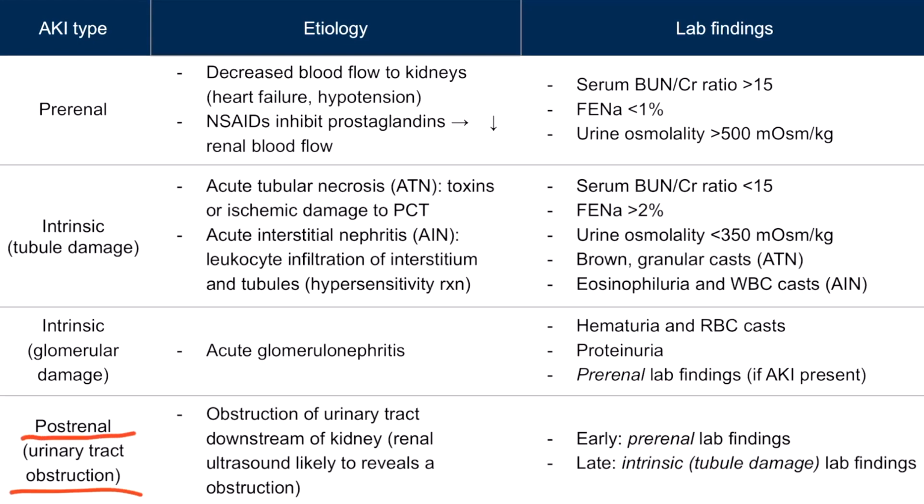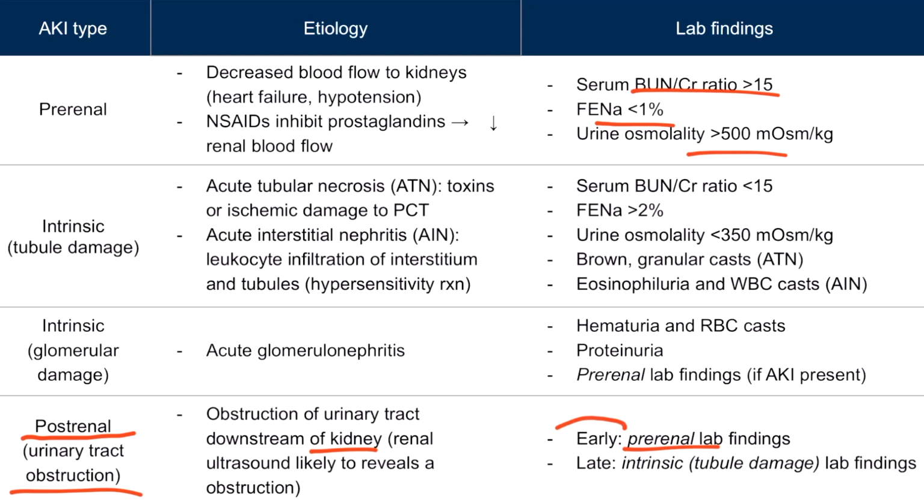And this obstruction can be anything downstream of the kidney. For example, obstruction of the ureter, prostate, bladder, or anything that would prevent outflow. Now, early on in problems like this, the nephron is still able to reabsorb solutes from the filtrate, and it's able to concentrate the urine. So the lab findings are similar to those seen in pre-renal azotemia. So BUN to creatinine ratio greater than 15, fractional excretion less than 1%, and urine osmolality greater than 500.